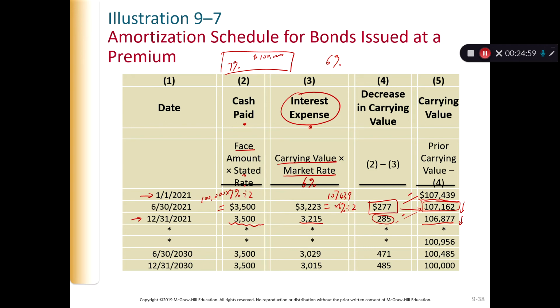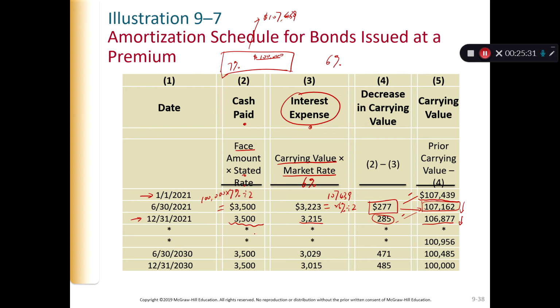People wanted to buy this bond at a much higher rate than what you're asking for. People want to buy this because you promised them to pay them higher than the market. Hence, when they give you the money at the beginning, they'll give you much more than what you ask. They will give you $107,439, which is $7,439 more than what you ask.